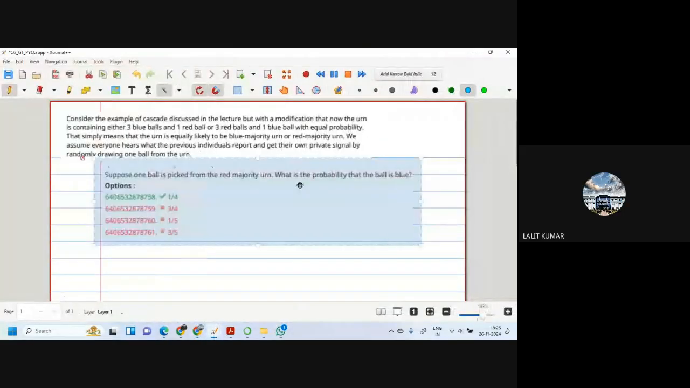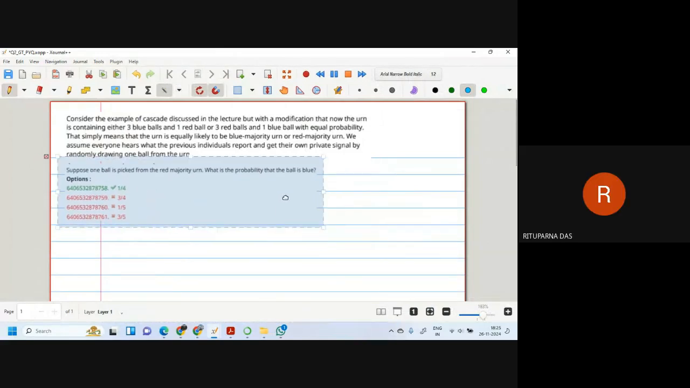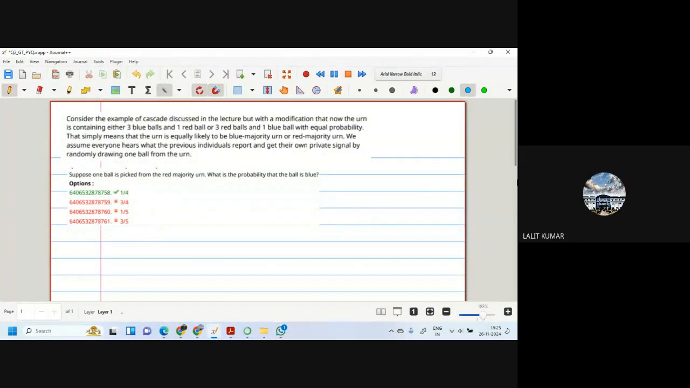So we come to the first question. Is this visible to you? Yes. Okay. So they have given, consider the example of the cascade discussed in the lecture, but with a modification that now the urn is containing either three blue balls, one, two, three blue balls and one red ball. So this is blue majority, and this is red majority: three red balls and one blue ball.